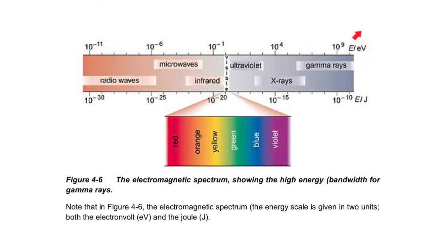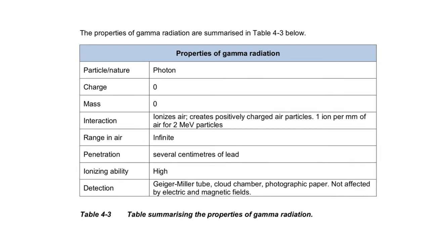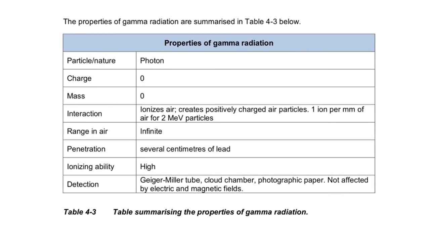So we can see that gamma rays have extremely high energies in comparison to radio waves, microwaves, infrared, ultraviolet and even X-rays. This is an important table that summarizes the properties of gamma radiation. We see that the particle nature of gamma radiation is that it produces a photon, a very, very high energy photon. It's got zero charge, zero mass.